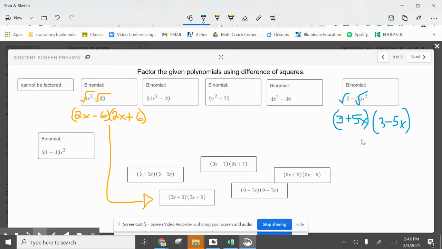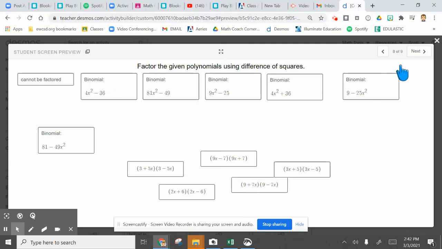And that is going to be... Hold up. Did they mess up on this one? No, they did not. No, it's over here. All right, it was a little tricky because I saw this one over here, and I thought that was the answer. But no, this is 3 plus 5x, 3 minus 5x. Okay? Do the best you can on this slide. It's kind of tough, I know, but do the best you can.